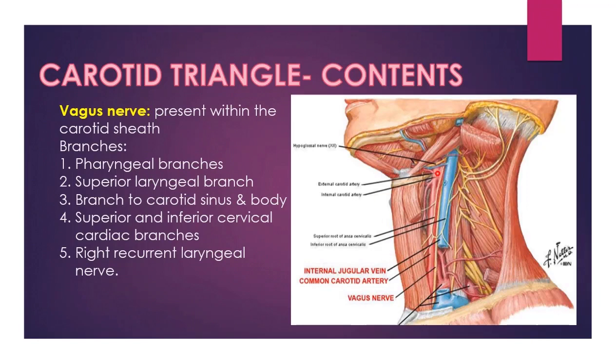The vagus nerve mainly gives branches in the neck, that is the superior laryngeal nerve, which will divide into external and internal laryngeal nerve. Then cervical cardiac branches, mainly it gives branches to the heart, taking part in the cardiac plexus, superficial and deep cardiac plexus. That is the superior and inferior cervical cardiac branches. Then on the right side, it also gives the recurrent laryngeal nerve. On the left side, it arises at a more lower level, winding around the arch of aorta, but on the right side it winds around the right subclavian artery.